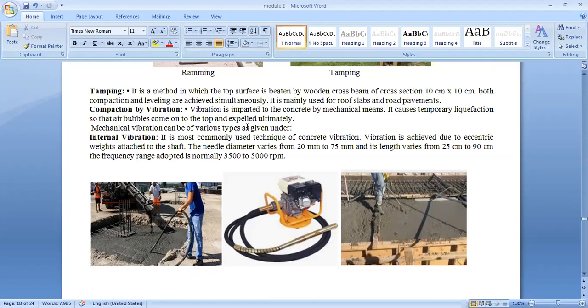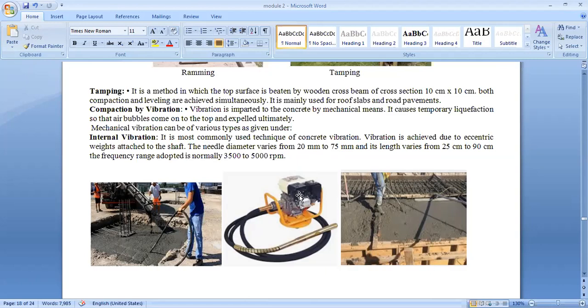So this vibrator can be used in RCCs, where the reinforcement will be there. So in that case, you can also use these vibrators. Different types of vibrator we are going to use. First we are going to take the internal vibrator. This is the most common technique used for concrete vibration. This one is also called a needle vibrator. Here it is.